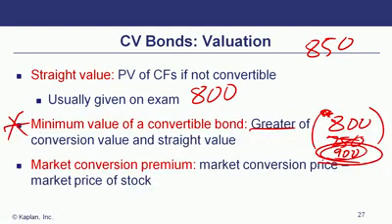Market conversion premium, that's the market conversion price minus the market price of the stock. So in our case, for our little example, that's going to be 85.